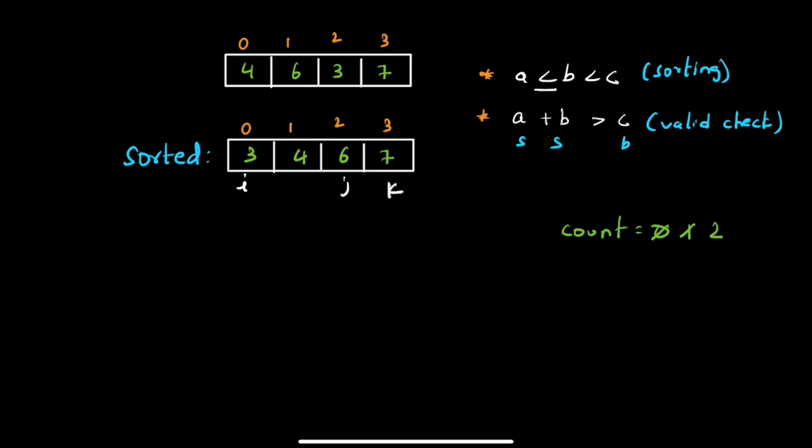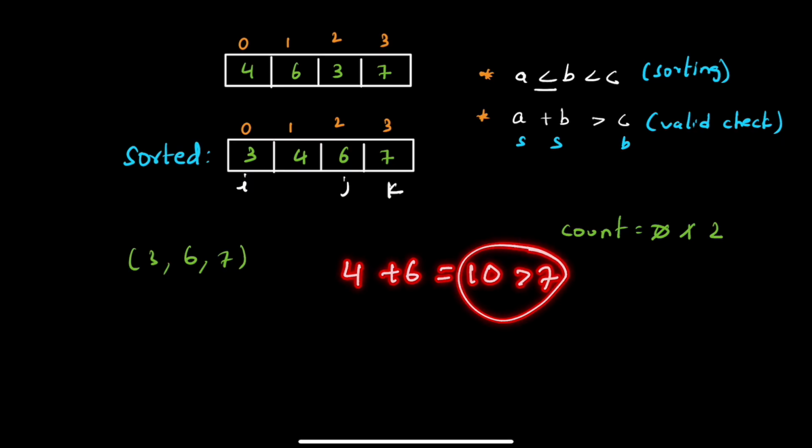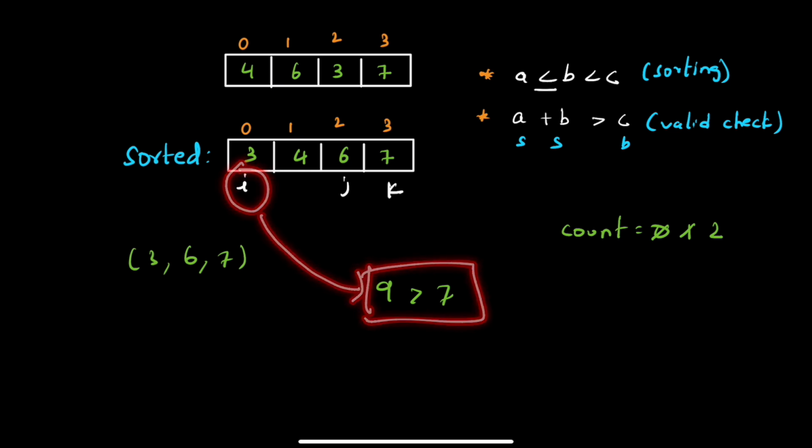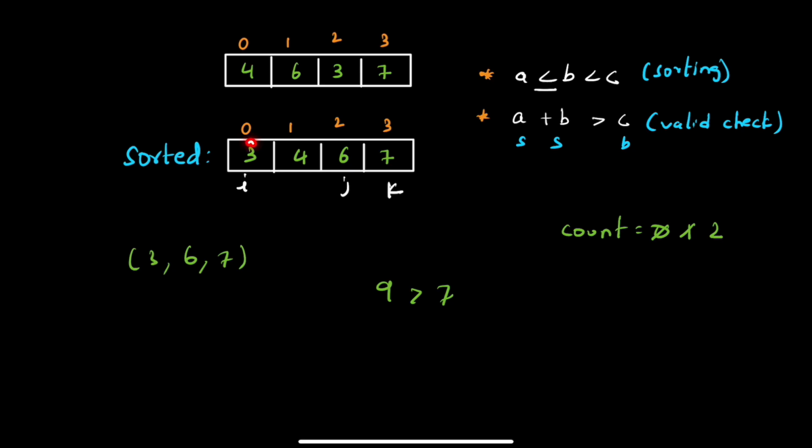If you check properly, the valid triplet that we formed here is 3, 6 and 7, right? Now, if 3, 6 and 7 is a valid triplet, don't you think 4, 6 and 7 will also be a valid triplet? 4 plus 6 will be 10, and 10 is greater than 7, right? So 4, 6 and 7 is also a valid triplet. So if the ith position satisfies this condition, the i plus 1th position will also satisfy it, because here it is a small value and here it will be comparatively bigger.